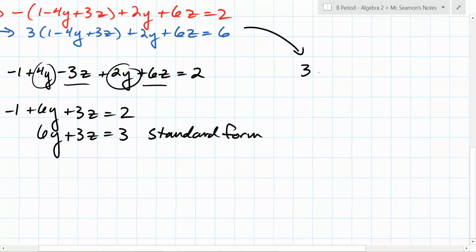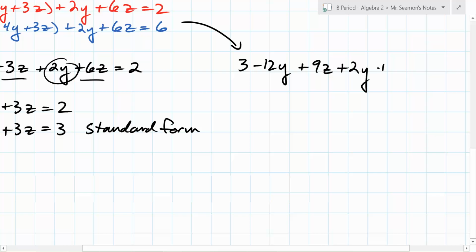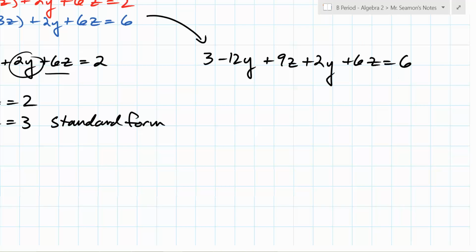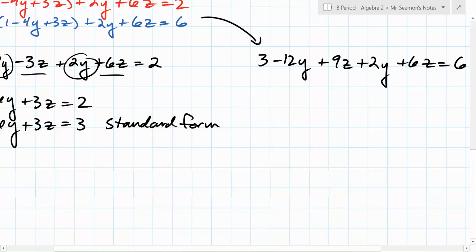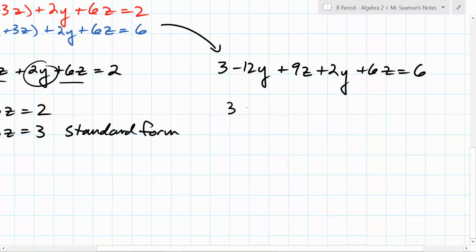What do we get when we distribute on that one? It's 3 minus 12y. Yep. Plus 9z plus 2y plus 6z equals 6. Can you combine some terms for me? So now we're going to have 3 minus how many y's? 10y. Plus 9z plus 6z, how many z's? 15z. Plus 15z equals 6.